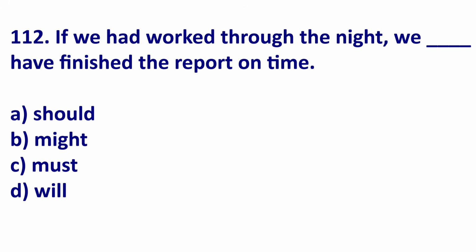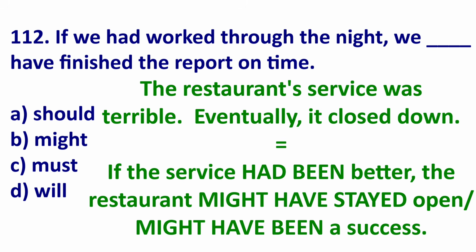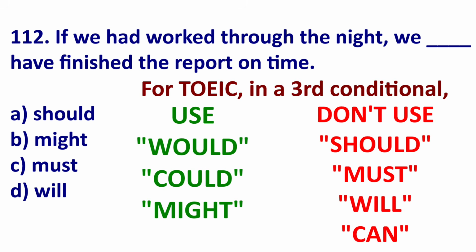Let's look at one example. The restaurant service was terrible. Eventually, the restaurant closed down. I imagine the past differently. If the service had been better, the restaurant might have been a success. In a third conditional, our modal will be would, could, might have verbed. We do not usually use should. We do not use must. We do not use will in a third conditional. 99% of the time, we will use would, could, or might.